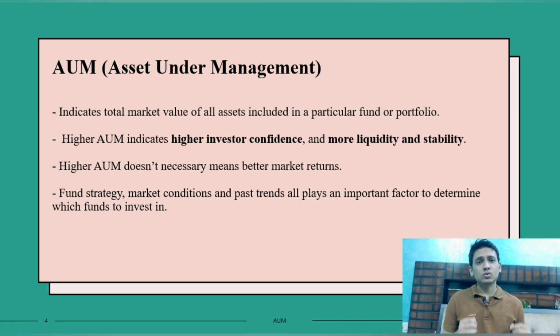Now it indicates the total market value of all the assets in a particular fund or a portfolio. Now it takes into consideration all types of assets, be it stock, bonds or any type of asset that a fund has. Now a fund with a higher AUM also indicates that investors have much more trust in that particular fund, and it indicates a higher market presence. Now similarly, a fund with a higher AUM also indicates that it has much more liquidity and stability.